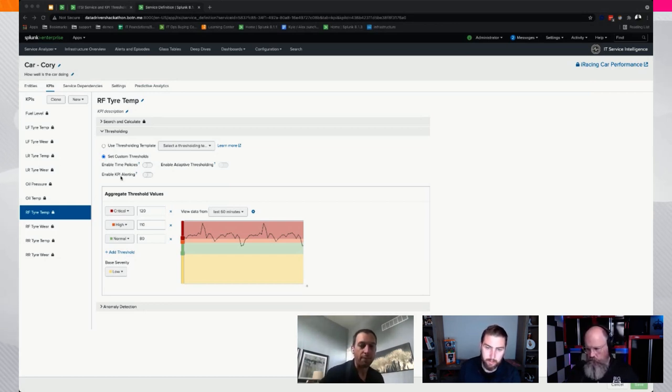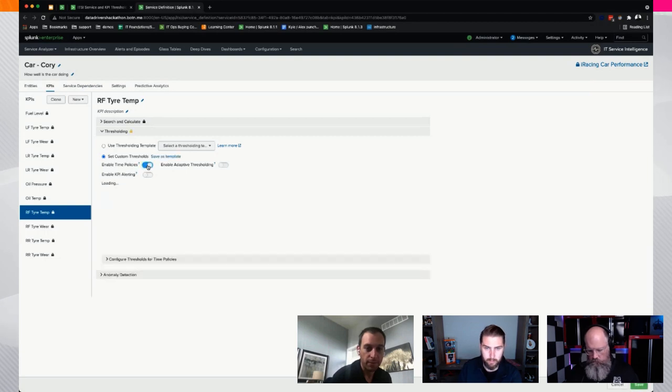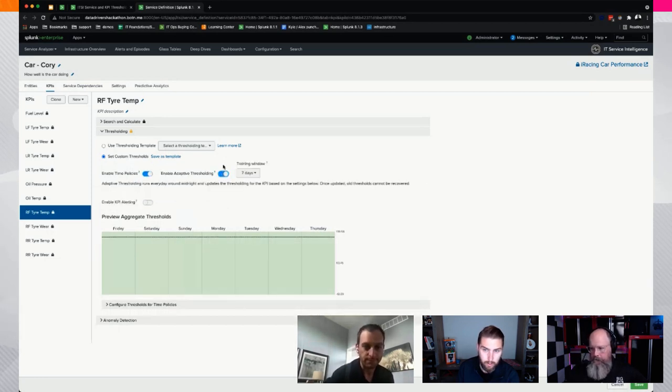So in order to use adaptive thresholding, we're going to click the enable time policies checkbox there. Once we do that, I can see that I'm looking at the behavior of this KPI over multiple days. Now I can click enable adaptive thresholding. I'm going to walk you through a couple of good, solid default choices. There are still some configuration changes that we have to make, even though we're using machine learning to baseline the KPI. Generally speaking, 7 days for a training window is a good look back time, so we're going to keep that exactly as is.